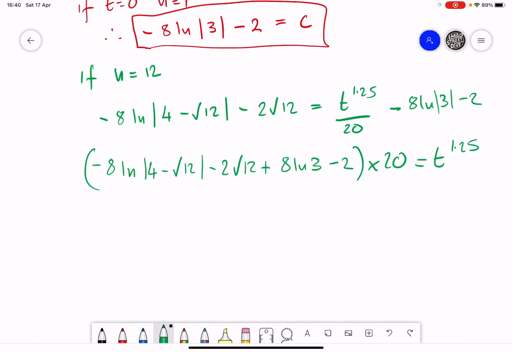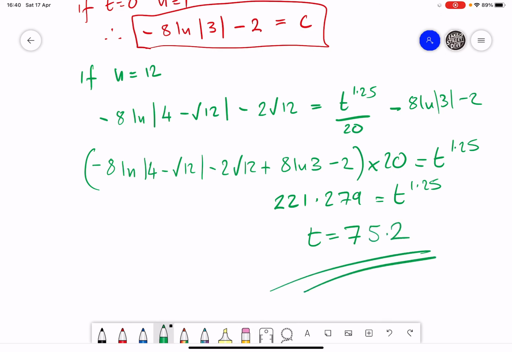I'm going to get the calculator on that. Well, to be honest, I did that earlier. So I got 221.279 equals t to the 1.25. And finally take the appropriate root. That's the 5/4 root, or that to the power of 4/5. And we get t is equal to 75.2. Okay, hope that works.